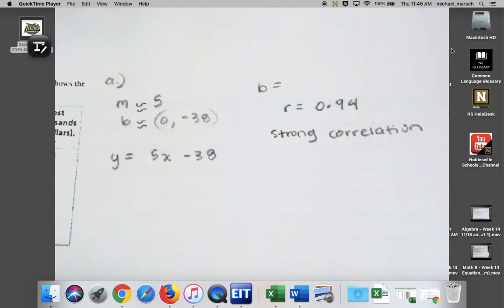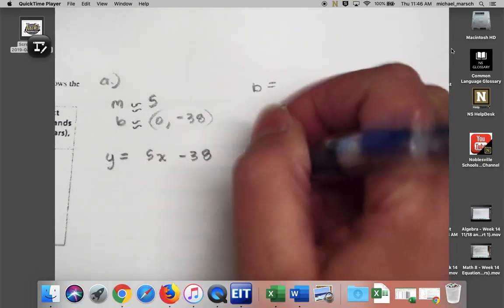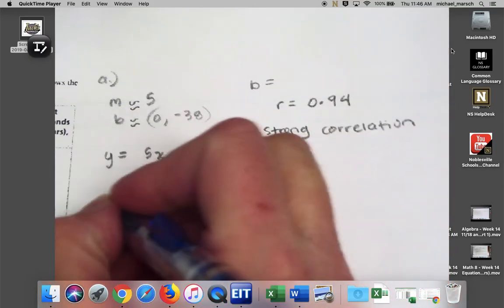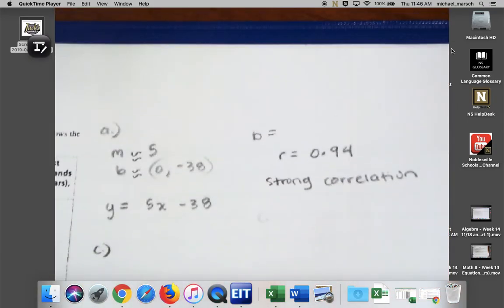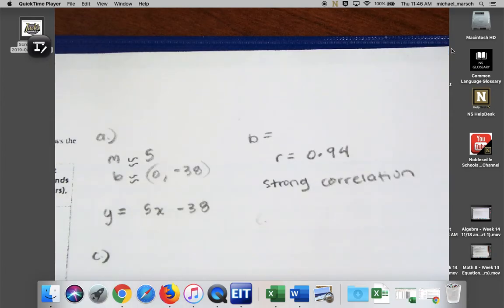Okay. So then part C says, let's put C down here. Interpret the slope and y-intercept of the line of best fit. So what does that slope represent? Well, we said our slope was 5. So that's like saying 5 over 1. So every 5 what, 1 something happens? Every $5,000 it grows 1 foot. So every extra foot of a boat adds $5,000 to the cost, right?